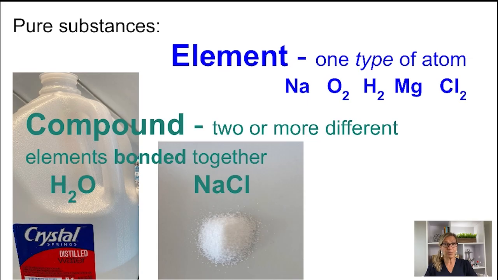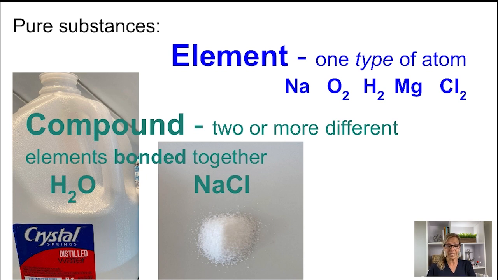Well, first of all, they're what we call pure substances. And the first one is an element. So an element is just one type of atom. I have a couple listed here: sodium, oxygen, that's the oxygen gas that you're breathing right now, hydrogen, magnesium, and chlorine gas. So notice some of them have two atoms together, like oxygen. That means that it is still an element, even though there are two atoms bonded together, they're the same type of atom.